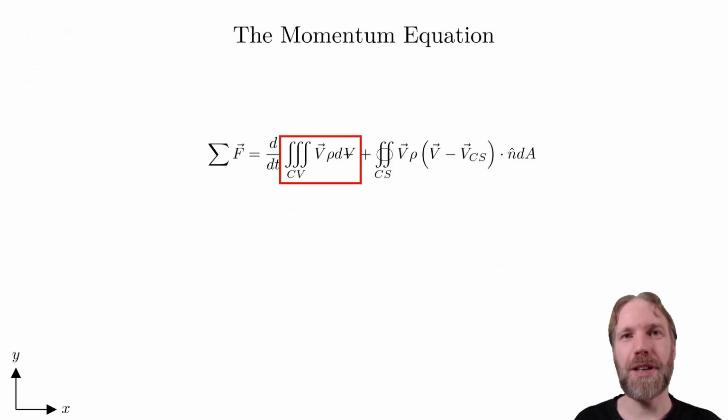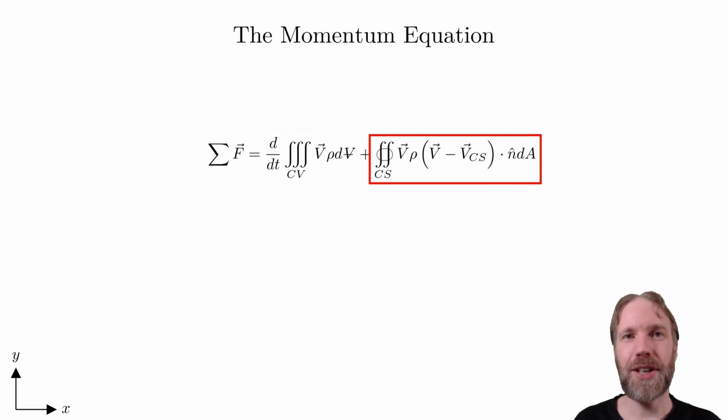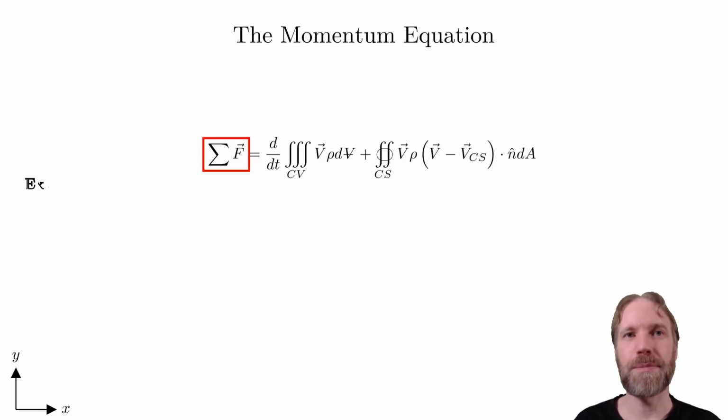The individual parts can be explained similar to the continuity equation. The volume integral is the momentum inside the control volume. When we add the time derivative, we get a change of momentum in the control volume. The surface integral is the flow of momentum through the walls of the control volume. Finally, we need to consider the external force on the control volume.